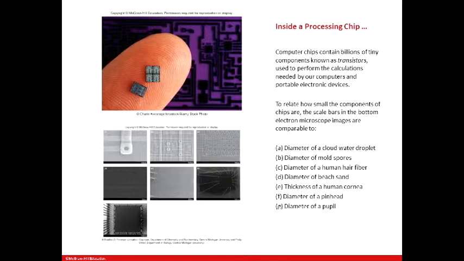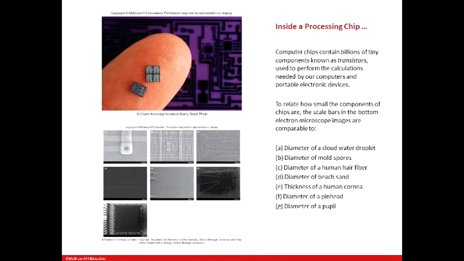And that's because they miniaturize these transistors, like lots of chips have been miniaturized. You can see the picture here shows a couple of the transistors on the end of this person's finger, just to give an idea of the dimension of it. To relate how small the components of the chips are, the scale bars in the bottom electron microscope images are comparable to one diameter of a cloud water drop.